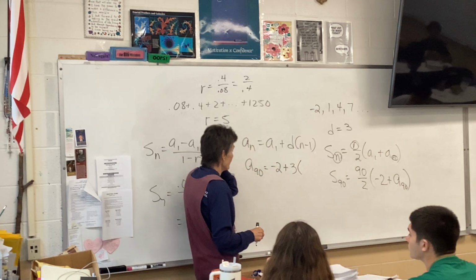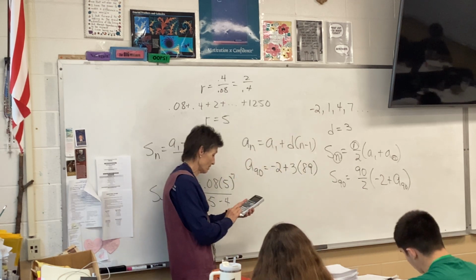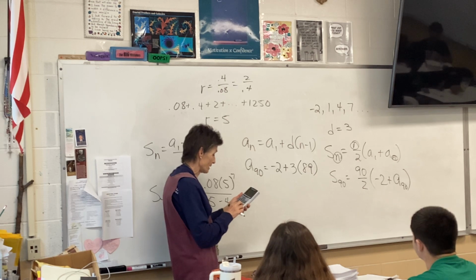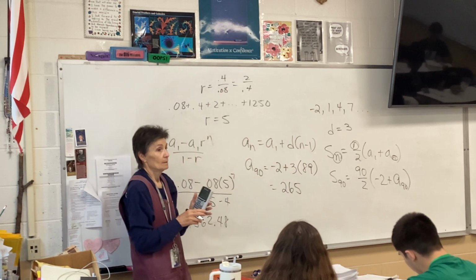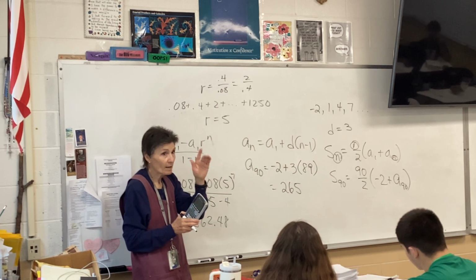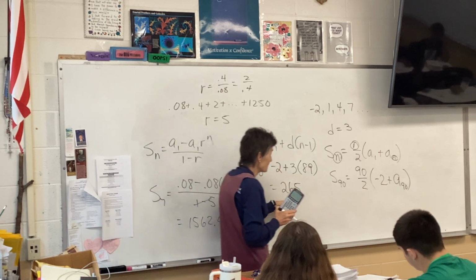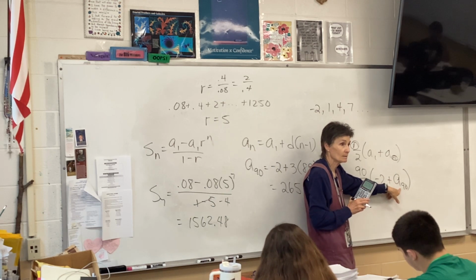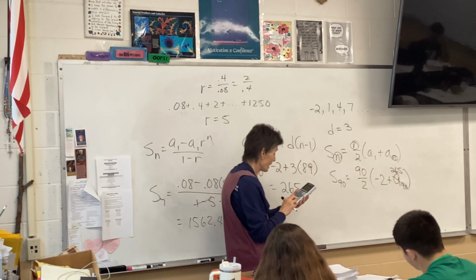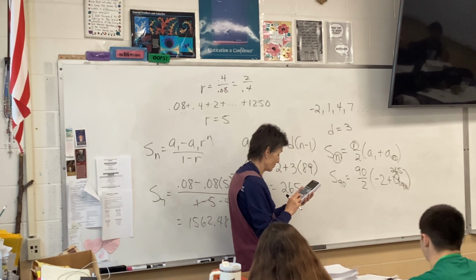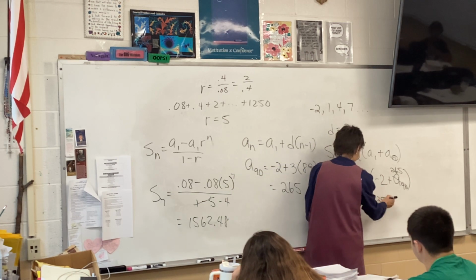Oh, n minus 1 would be 89. So now I can go to my calculator and figure out what that answer is. I got 265. You're not done though, right? What now? Take the 265 and put it right here. So now I have 45 times 265. I hope the final answer is 11,835.